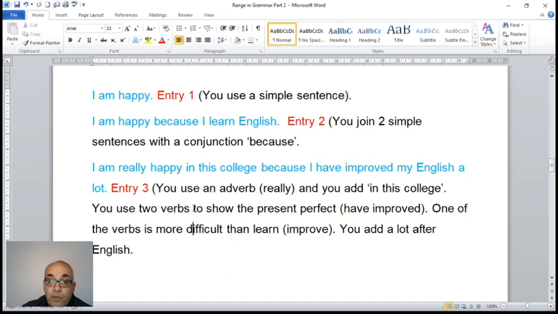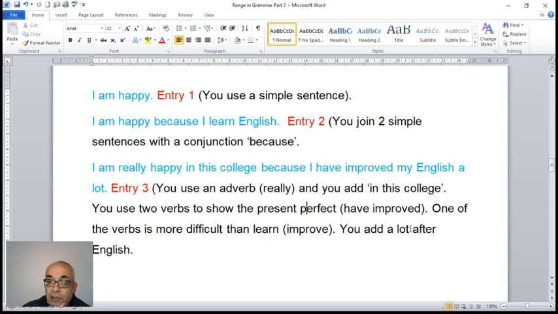You use 2 verbs to show the present perfect. Have improved is present perfect, and it has 2 verbs. Also, one of the verbs is more difficult than learn. When you are entry 2, you use learn, which is present simple and 1 verb. But when you are entry 3, you use present perfect, which has 2 verbs, and you are not using learn, which is easy. You are using improved, which is more difficult than learn.